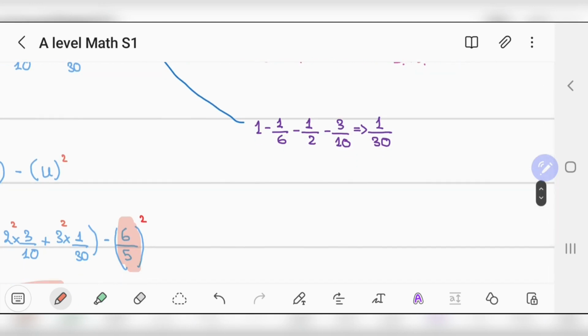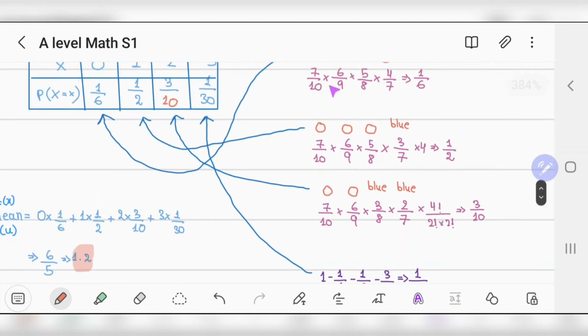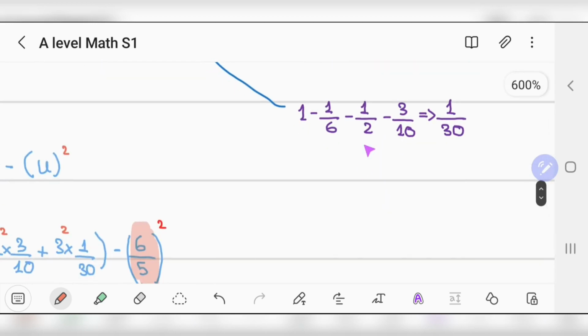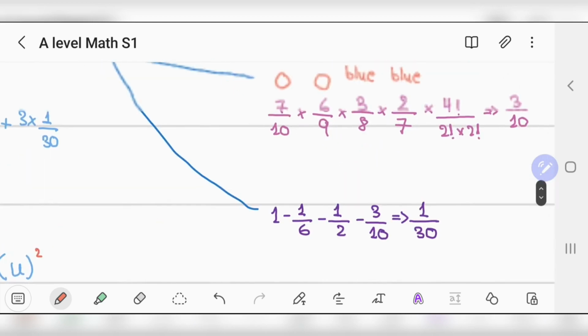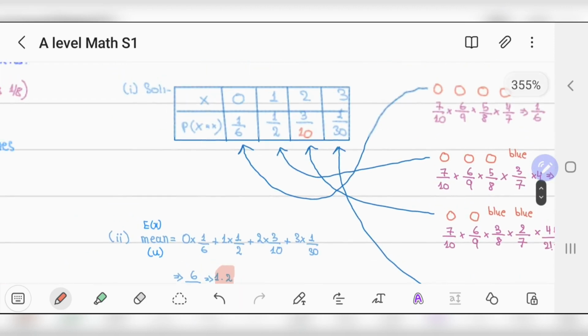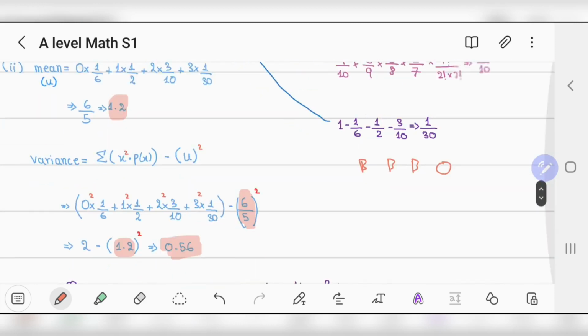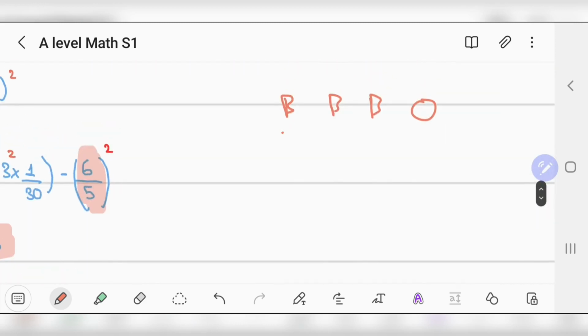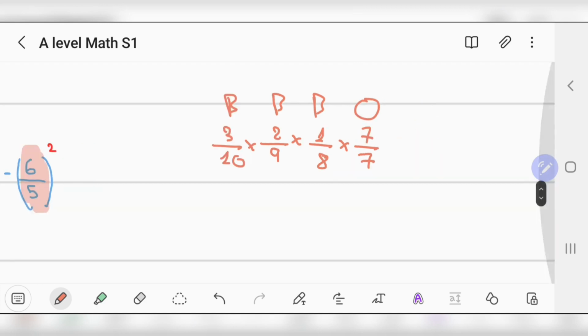Or you could just do it the other way around, like we have done this, right? The same thing here, we can do this in that manner as well. Like 3 blue balls selected, right? And then it's orange. So the probability of having a blue ball is 3 upon 10, multiply by 2 upon 9, multiply by 1 upon 8, multiply by 7 upon 7, and then you just multiply this by 4.